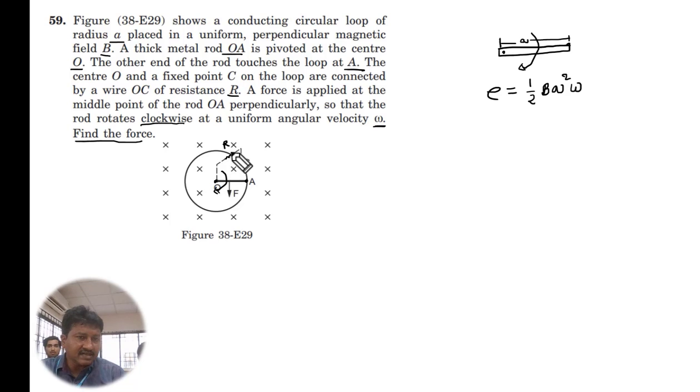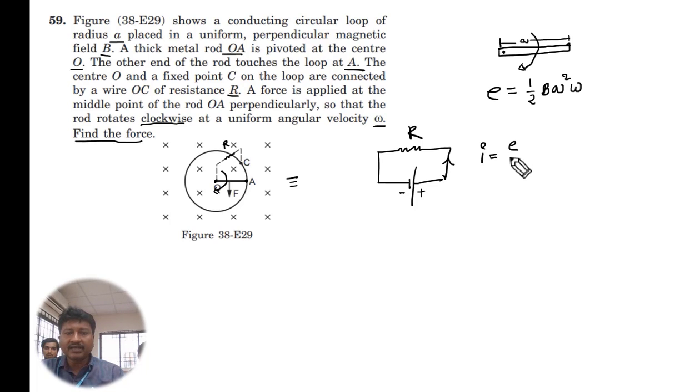Here this is connected through some resistance R. The equivalent circuit we have to draw like this. This provides EMF. This EMF will be in what direction? This is negative, that's positive, and some resistance we have to keep there. So how much current is passing through that? Current is equal to E by R, that means B omega A squared by 2R. That much current will flow through it.